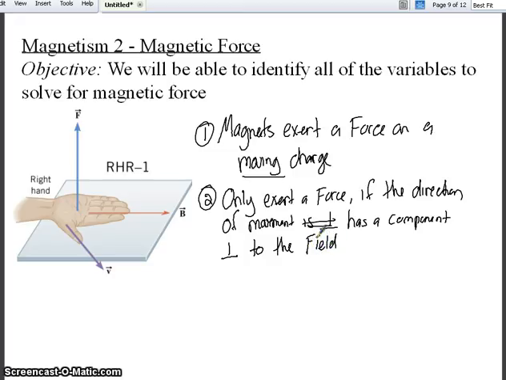Only if it's moving. If it's stationary, it does not exert any force at all. And it's only going to exert a force if the direction of the movement has a component that is perpendicular to the field. This is probably going to be the most difficult video I have to make, simply because I have a 2D whiteboard here, and I cannot show my hand in 3D on the video. So this picture right here is going to be the best we have to do here.